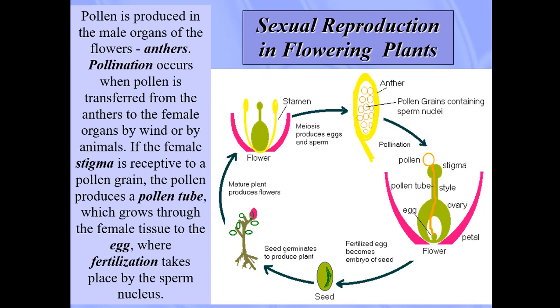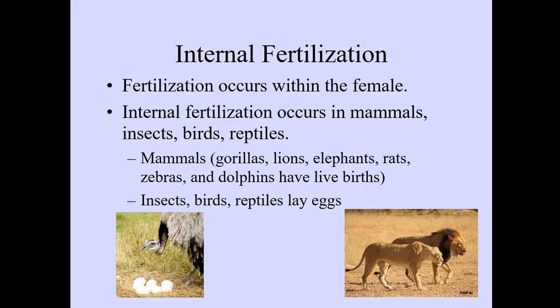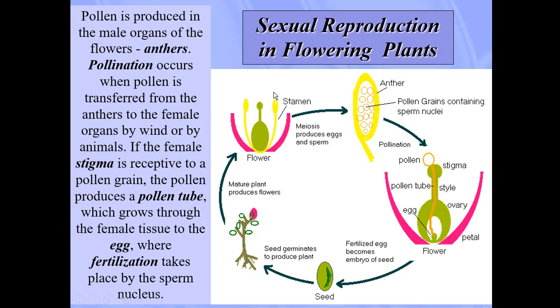Okay? So in a flower, pollen is produced in the male organs of the flowers. You call this male organ the anther. Ayan, yung kulay yellow yan sa flower. For example, imagine niyo na lang yung gumamela plant. Okay, so yan yung stamen.